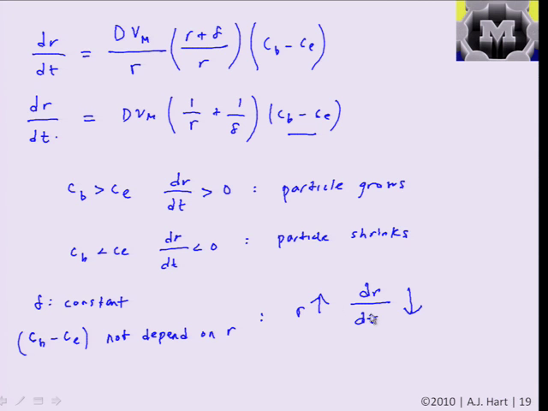And in other words, this tells us, this is T, that the size distribution is focusing. So the standard deviation is going down.